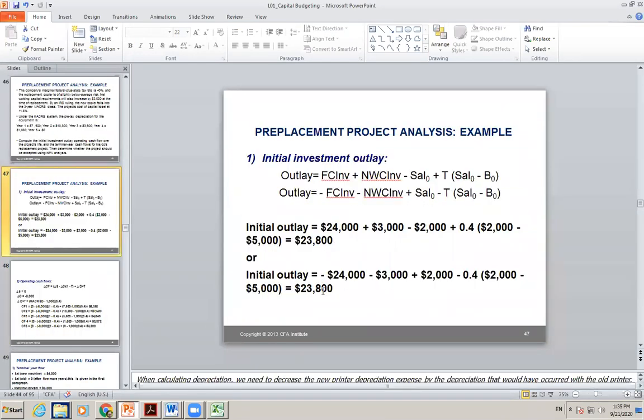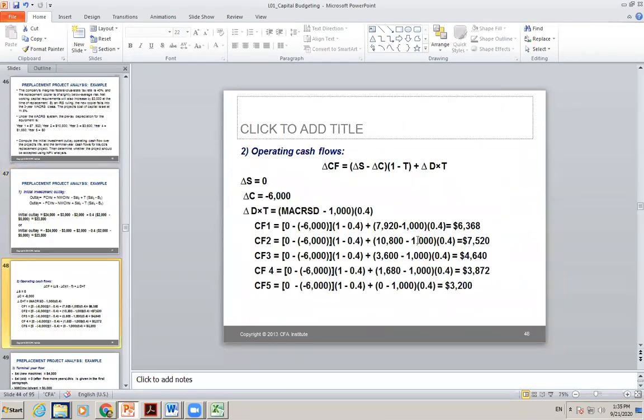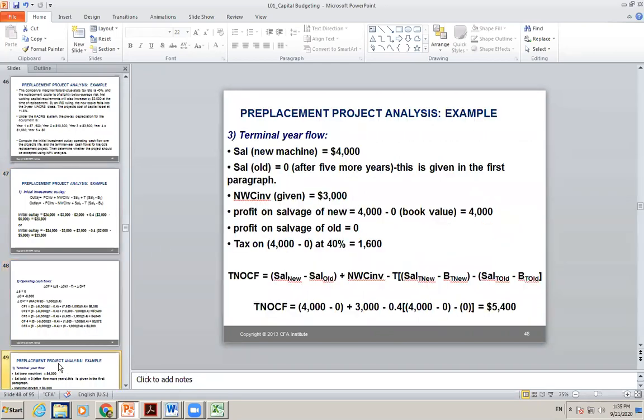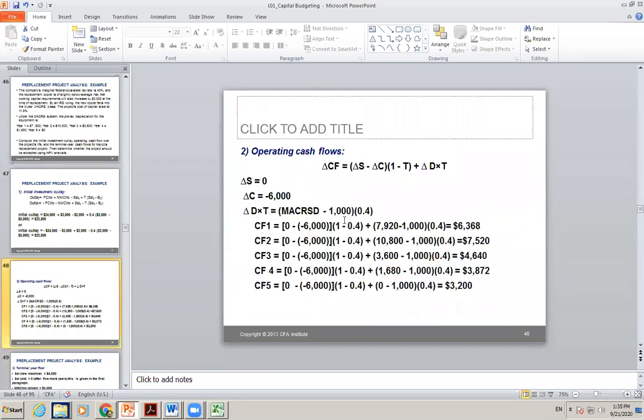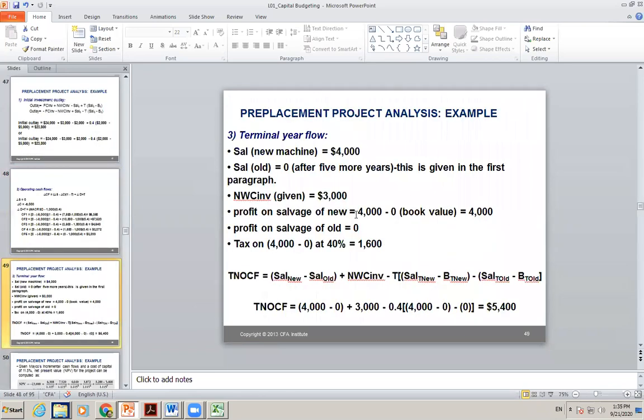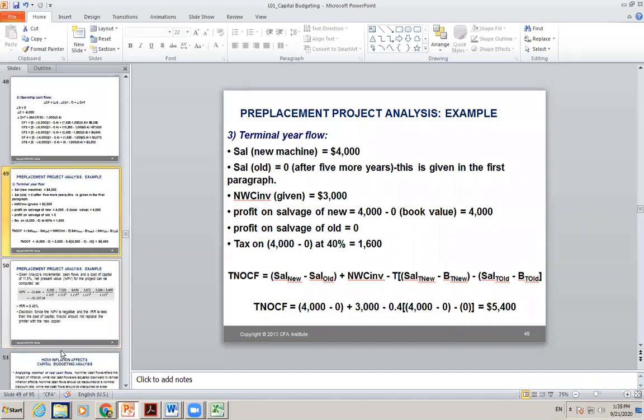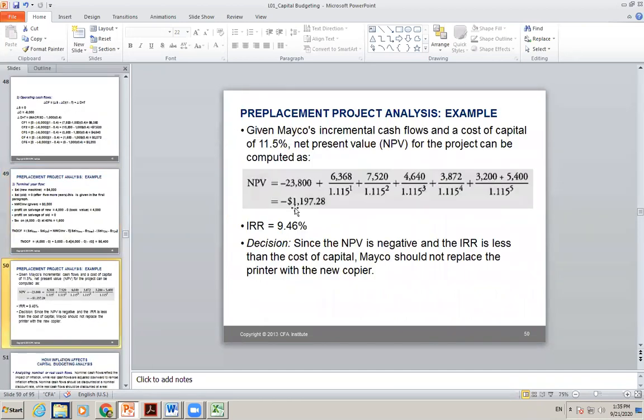We can check the numbers. Yeah, the numbers are correct actually. You can do it manually, manual calculation like this. You can use this Excel spreadsheet, and I do strongly advise you to go with the Excel spreadsheet, because it gives you less probability of making any mistakes, and more efficiently you'll be able to calculate it. So decision: since the NPV is negative and the IRR is less than cost of capital, Michael should not replace the printer with a new copier.